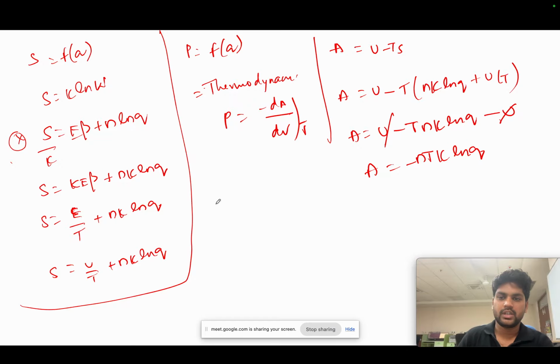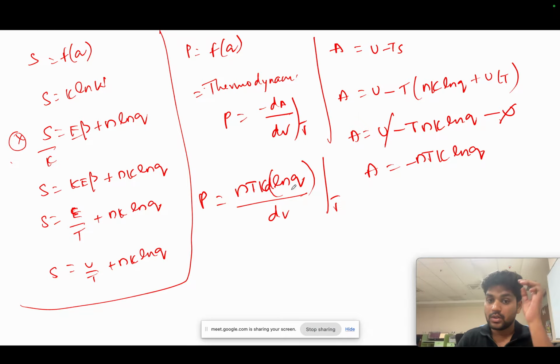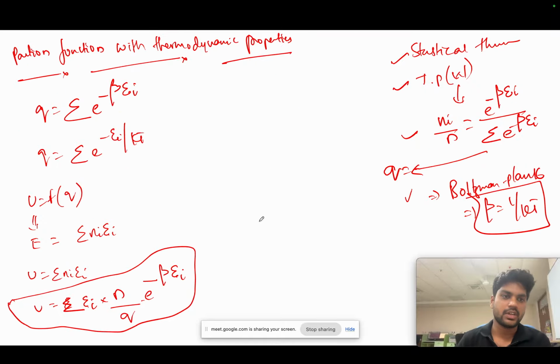So now we will put it here. So now the P will be, here minus is there, here minus is there, so it will become NTk d ln Q by dV, because at constant temperature this is constant, so this is the only changing term. So this is how we can get it from the microstate to the macrostate, I mean from the partition function. You can try other examples also, how can we go from one state to another state.